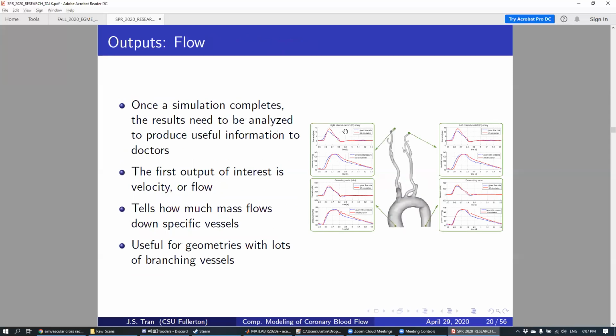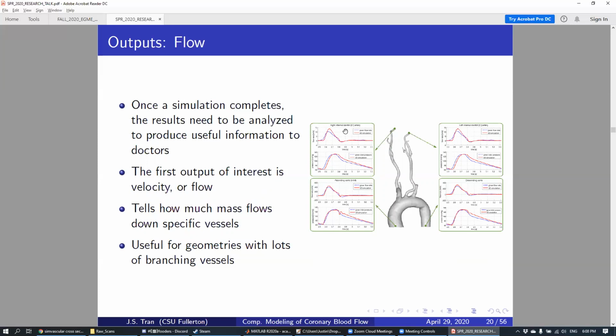Okay. All right, so let's talk a little bit about some of the outputs that we expect from our simulation. This is the step where we've run the simulation, we want to take a look at our results, and we want to use them for something useful. The first output that is often looked at is flow. By flow, I mean either mass flow rate or volumetric flow rate. And this is the first piece of useful information that we can obtain.